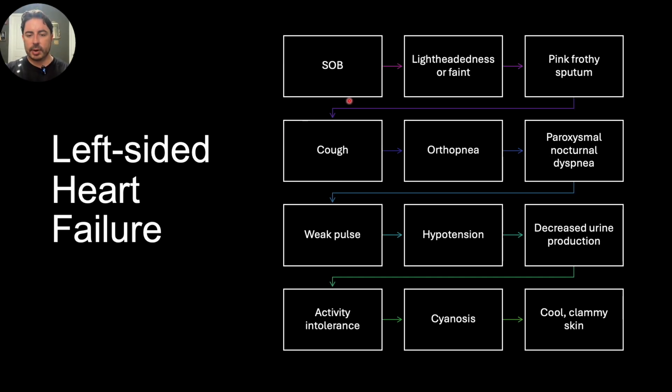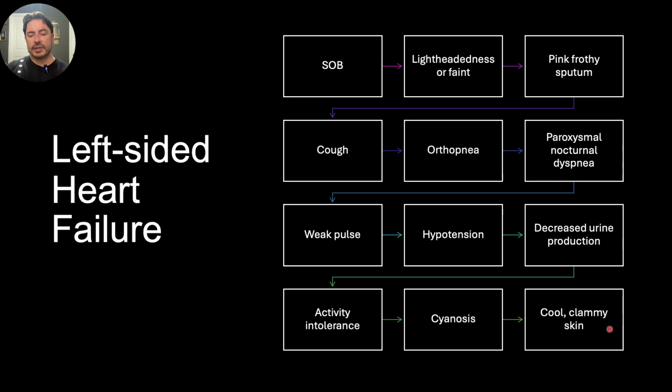You have shortness of breath. You have lightheadedness and/or faintness, pink frothy sputum. You have a cough, orthopnea, paroxysmal nocturnal dyspnea, or whenever you start to lay down to go to sleep. When you start to lay down to go to sleep, you have shortness of breath or dyspnea, weak pulses, hypotension, decreased urine production, activity intolerance, cyanosis, cool and clammy skin.